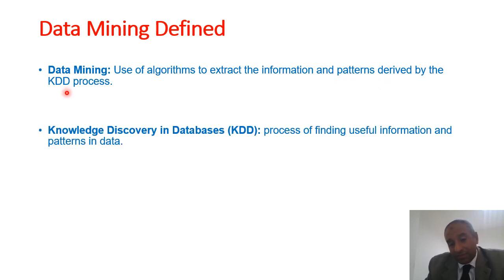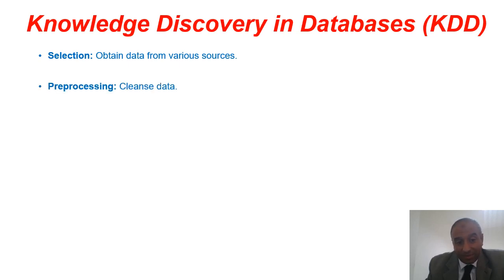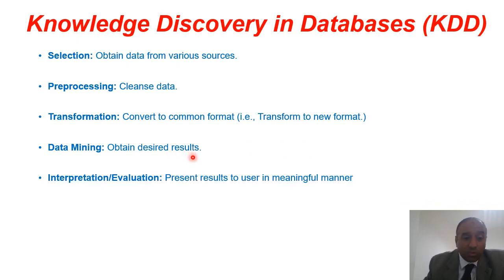Now, what is KDD? It's a process of 5 stages, a process of finding useful information and patterns in data. Let us know it in more detail. The first stage is selection, to obtain data from various sources. Then we proceed to the next stage to cleanse this data through pre-processing to remove undesirable items. And then we transform this data into a common format to be used by the data mining techniques to obtain the desired result. But we don't understand this result. We need to make interpretation and evaluation to present it to the end users in a more meaningful form in order to make the correct decision.